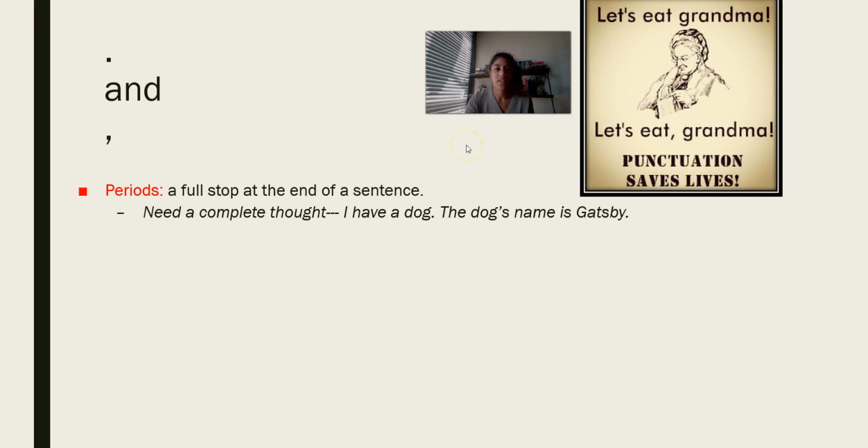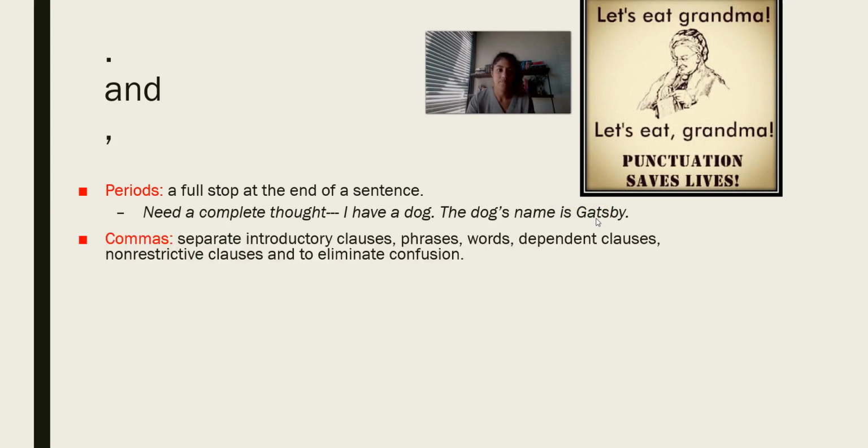So periods: full stop, end of the sentence. In the most basic sense, you need to have a complete thought, and a complete thought is marked by a subject and a predicate. So I am the subject. What do I have or do or think or say? Well, I have a dog. That's a predicate. Together, they make a complete thought. Another example: the dog, really a subject is sort of the name, the first part. What about the dog's name? Is Gatsby: verb, predicate, complete thought.